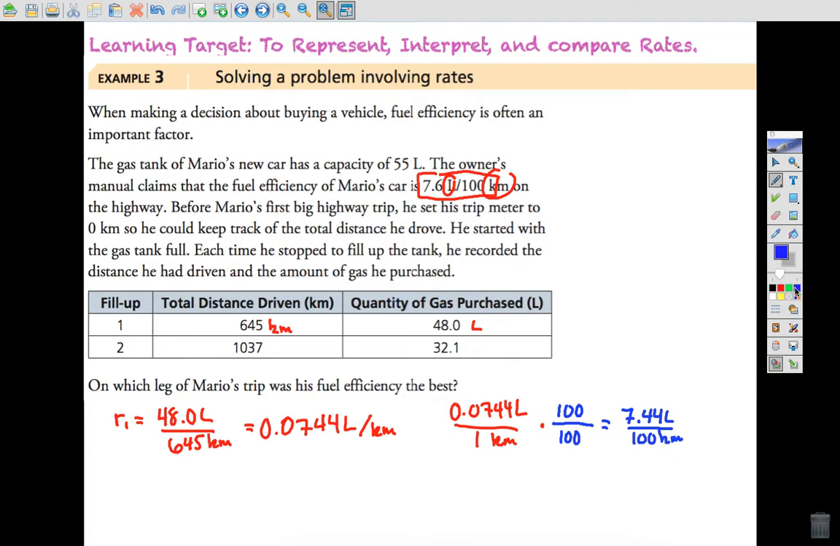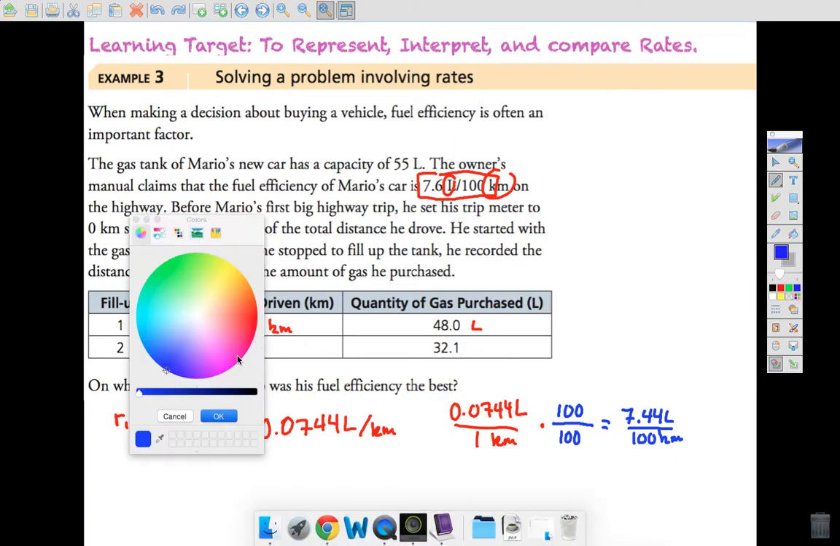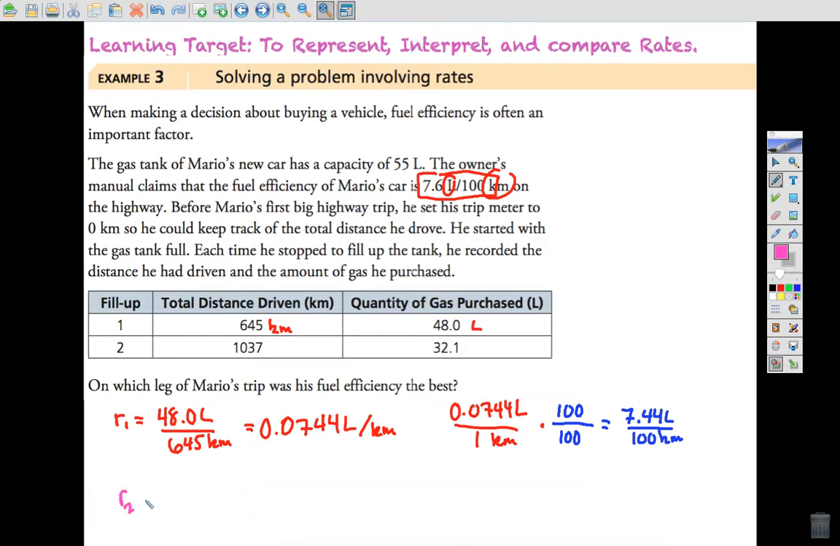Now, let's go to the second piece of the trip so we can figure out on which leg he actually did better. So let's call this rate 2. And again, I'm going to take my 32.1, and that's liters, per. Now here comes the tricky part. I have to recognize that there were already 645 kilometers on the odometer. So how do I figure out how much he traveled in the second leg? Well, I'm just going to take 1,037, and I'm going to subtract off that initial 645, and that brings me to 392. So the difference was actually 392 kilometers on that second leg.